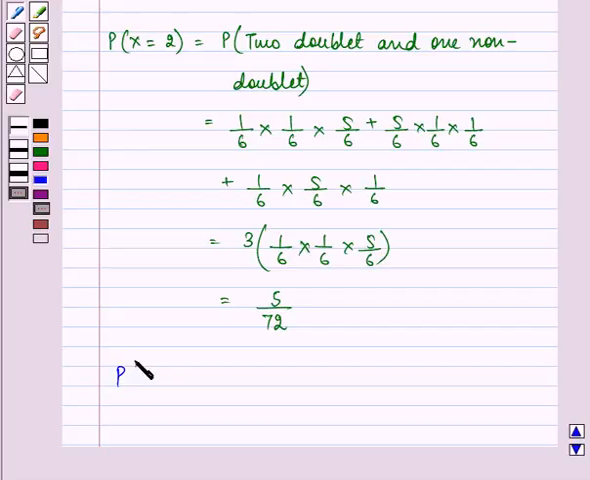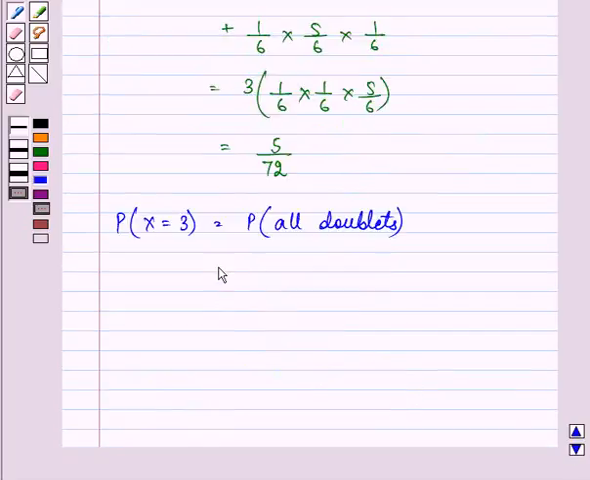Lastly, we need to find out probability when X is equal to 3, that is probability of all doublets. That is equal to 1 by 6 into 1 by 6 into 1 by 6. That is 1 by 216.